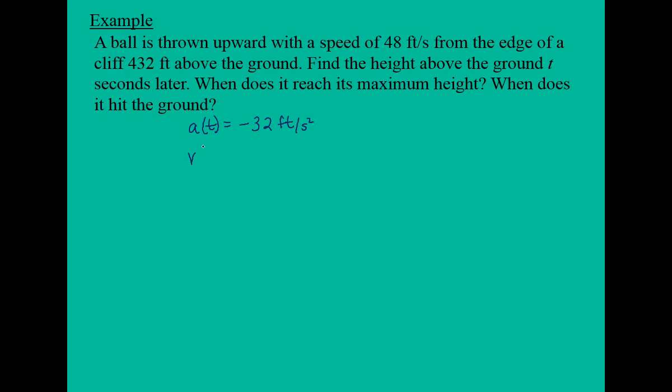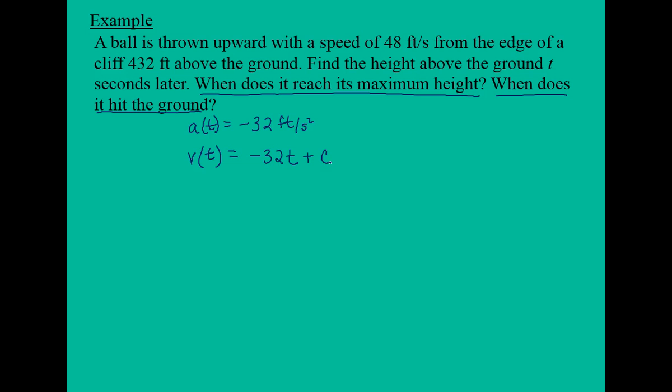I'm just going to find the velocity function and position function, because I can see up here, when does it reach its maximum height? I'm going to need the velocity function, set that equal to 0. When does the ball hit the ground? We're going to have to find when the position function equals 0. So we're going to need these functions to answer those questions. If we find our antiderivative, we'd have negative 32t plus c.